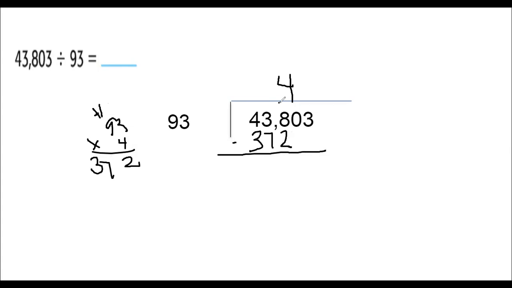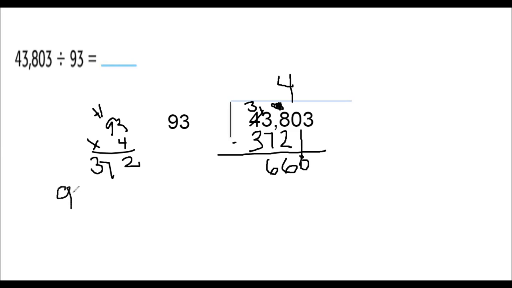I'm going to start on the right. Oh, I don't need to borrow from there, but I do need to borrow from over here. Scratch that. 8 minus 2 is 6. 13 minus 7 is 6. 66 cannot divide 93. So I bring down a 0. 660 divided by 93. Again, I could make it 100, and that would be about 6.